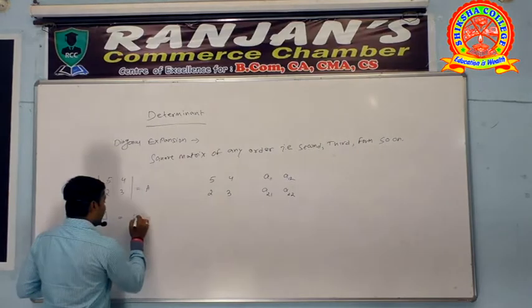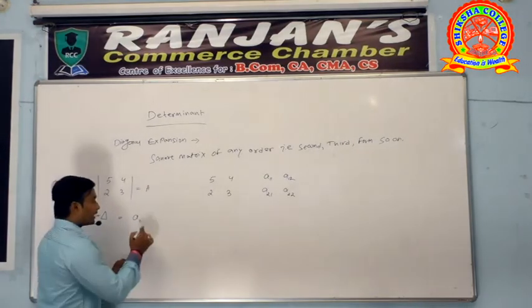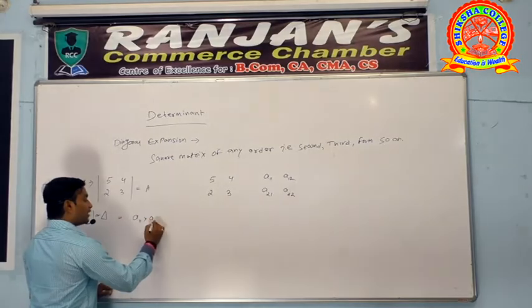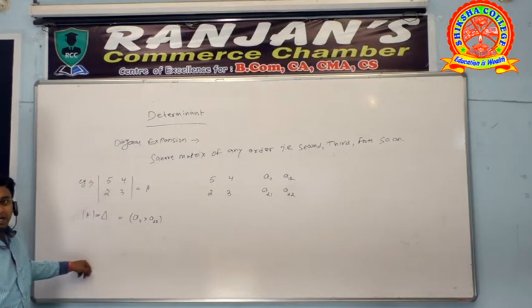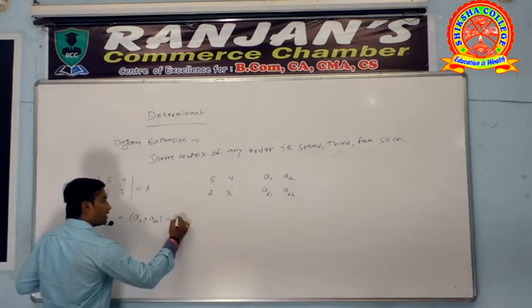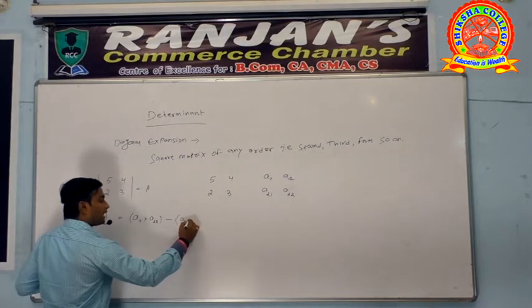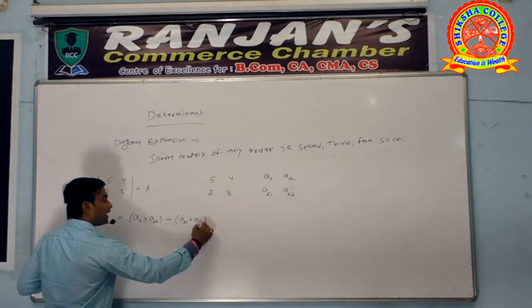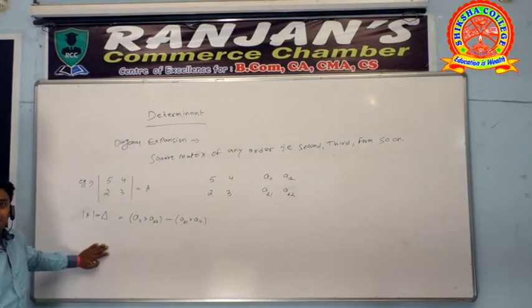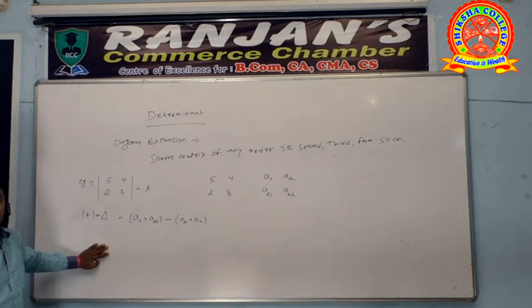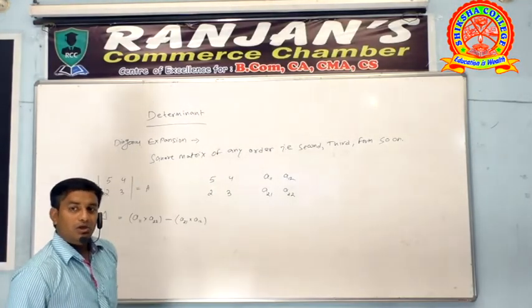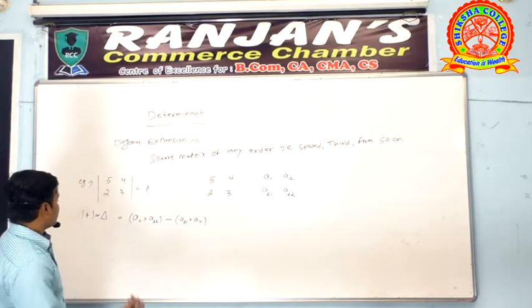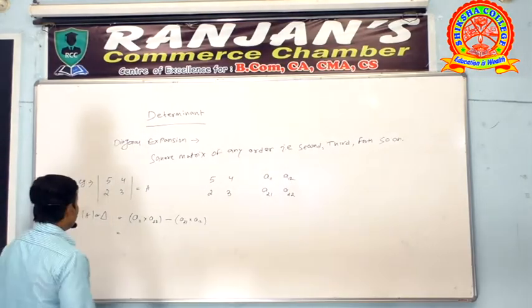So to find the determinant of second order, very simply, we need to do A11 multiplied by A22 minus A21 multiplied by A12. Okay, clear students? A11 multiplied by A22, then A21 multiplied by A12. So that we calculate here.